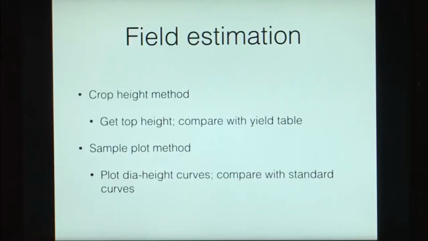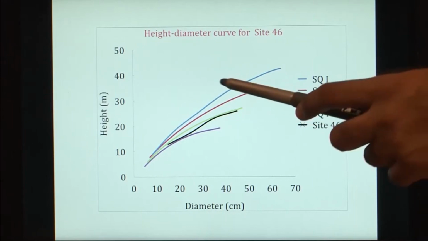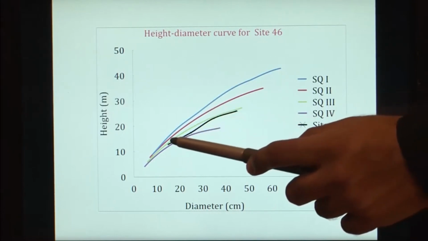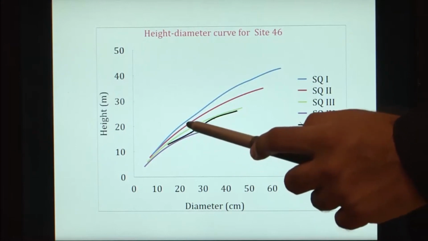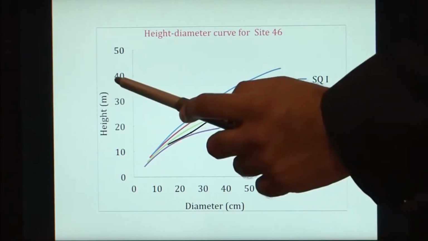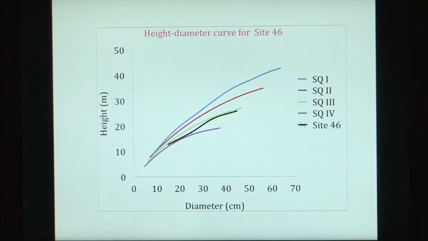So, another way in which we figure out the site quality is called the sample plot method, which you can see on your screens now. In this case, we plot the diameter versus height curves and compare them with the standard curves. If you look at this figure again, here we have plotted the standard curves for all these 4 site qualities: 1, 2, 3 and 4. When we get our measurements from the field, even though we are not seeing our top heights, we can see that this curve of diameter versus height very much matches the site quality 3 curve. So, we can say that our forest in this case has a site quality of 3. Just by taking the diameter and height values, we can get the site quality if we plot our diameter versus height curves.